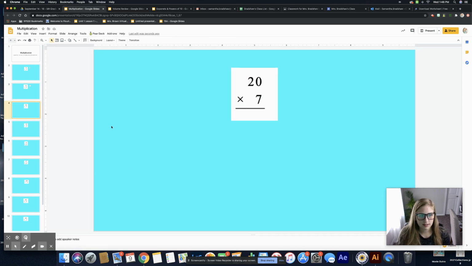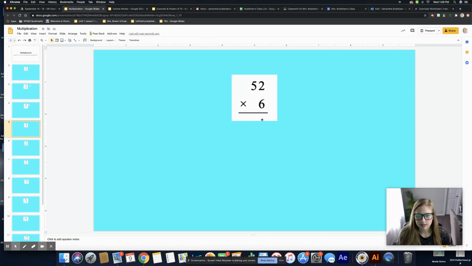Let's try this one. The first thing I'm going to do is cover up that extra number, and I am now going to solve 7 times 0. Well, I know anything times 0 is 0. So I'm going to move my box over, and now I have 7 times 2. 7 times 2 is 14. So 20 times 7 is 140.